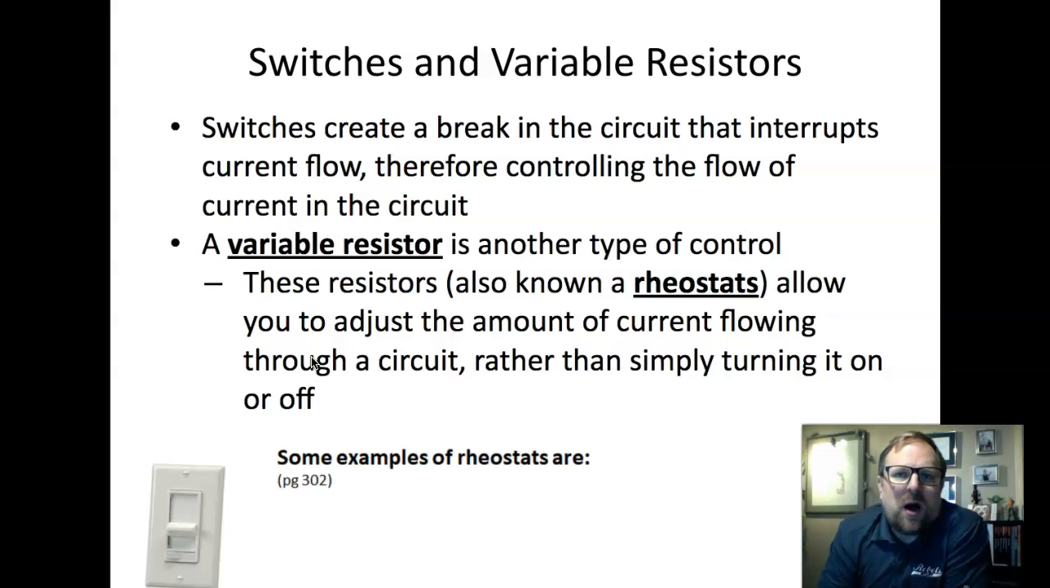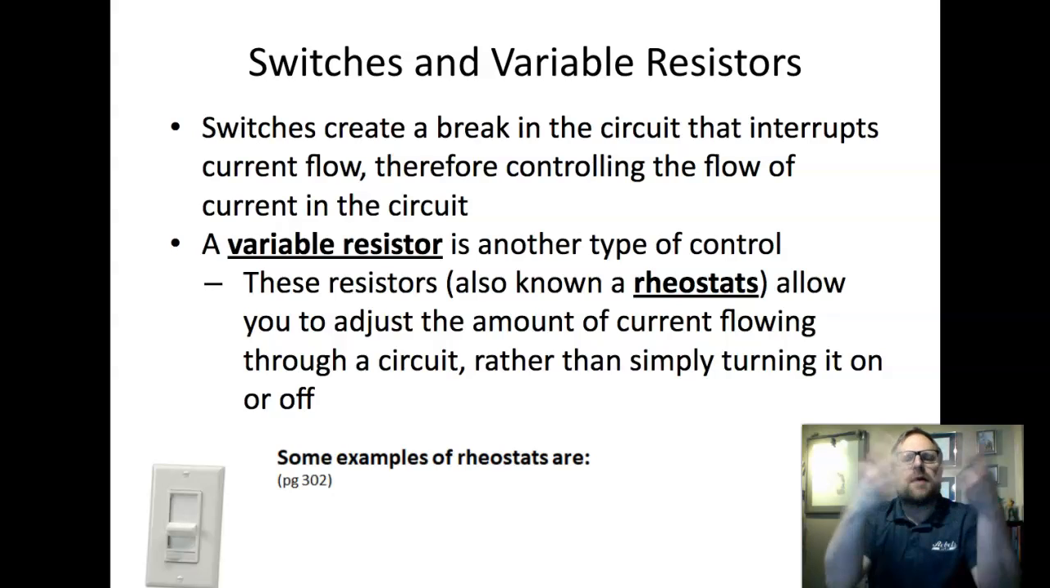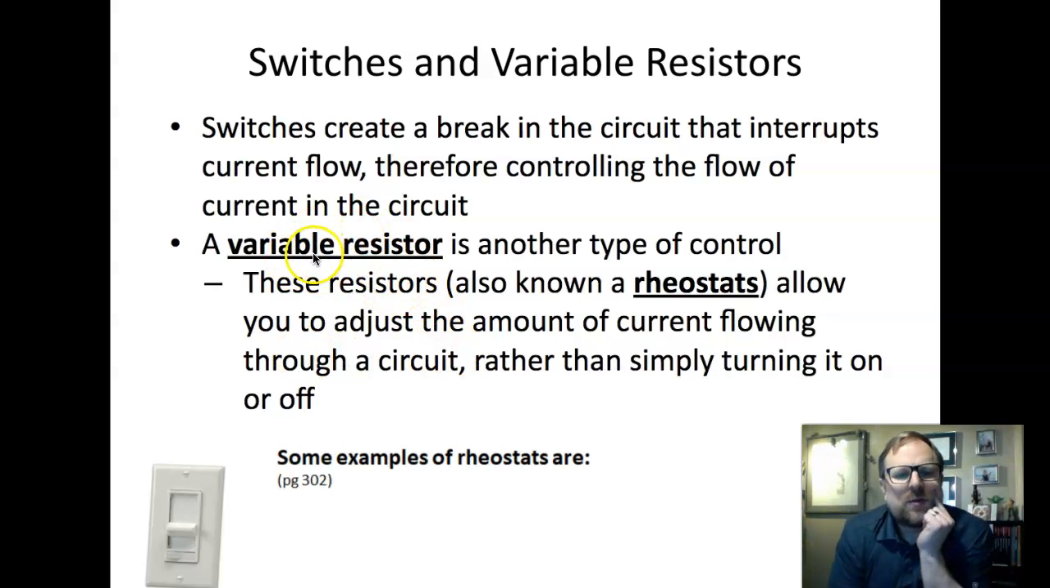So if the switch is off, the light is not on because there is a break in the circuit which prevents the flow from getting from one spot to the other. When the switch is flicked, the connection is made, the circuit becomes whole again, and the light lights up. There are also things called variable resistors, okay?